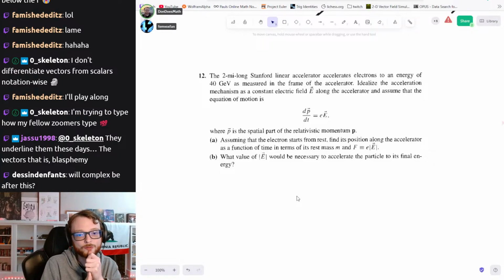Assuming that the electron starts from rest, find its position along the accelerator as a function of time in terms of its rest mass m, and F is defined as E times the magnitude of E. Okay, I read all that, but I need to read it a few times before I actually understand the words.